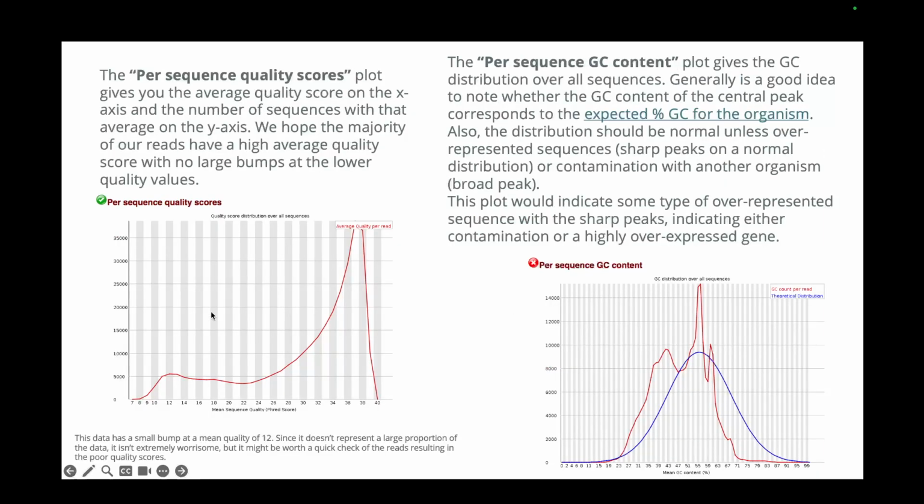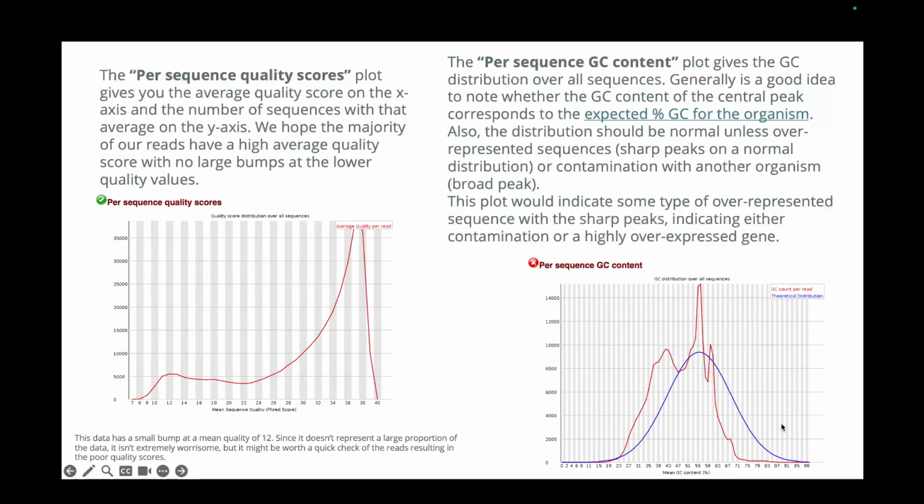Other things that it provides is the per sequence quality scores. The average quality per read is around 35, 36. So most of the reads have around this number. You have a few reads which have quality scores of around 12, 10, but for the maximum of the reads you have a high quality score, which is telling you that you have a good data set.